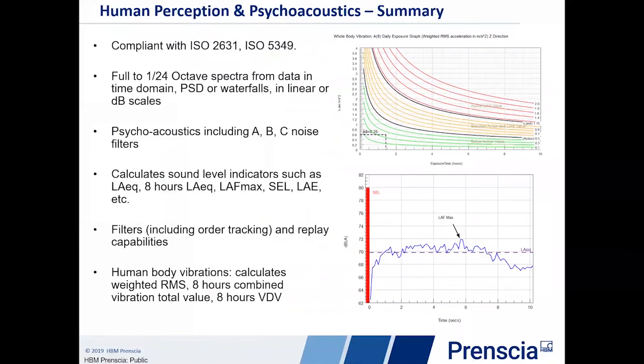All right, so to summarize quickly this introduction to psychoacoustics and human perception, we are compliant with the ISO 2631 and 5349 that relate to vibrations. We can do full 24 octave spectra from data in the time domain. We can do PSDs, waterfalls for varying velocity. We have linear dB scales. We have the A, B, C frequency noise filters available for psychoacoustics.